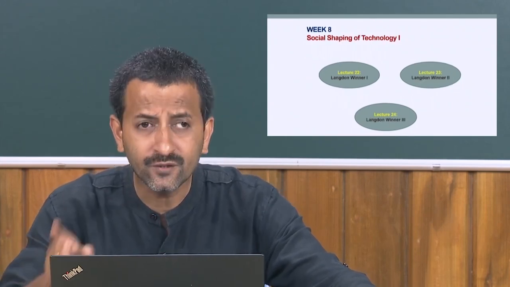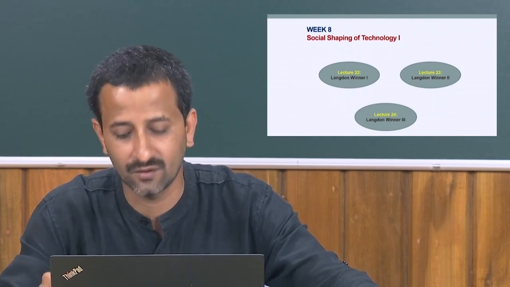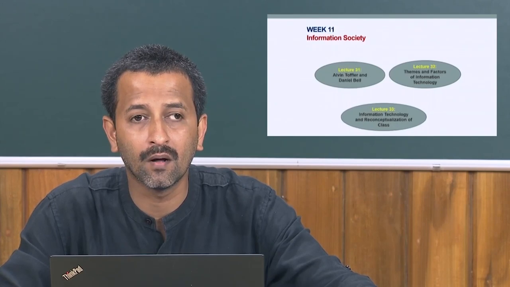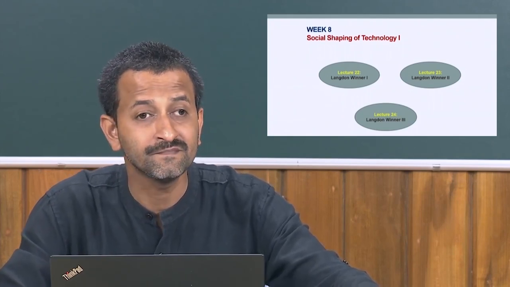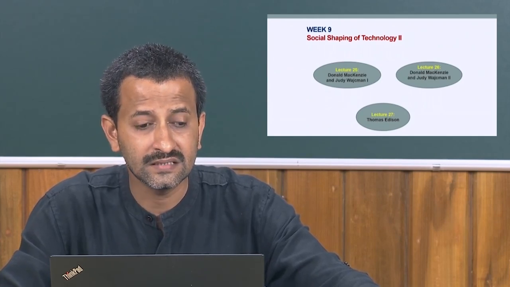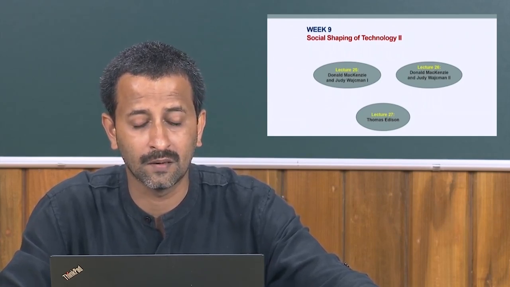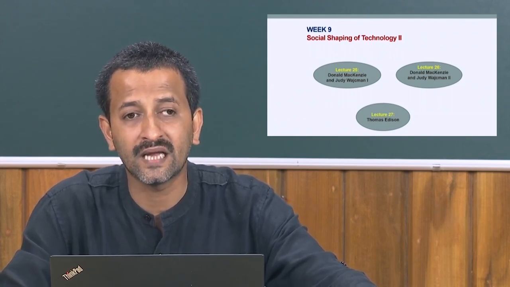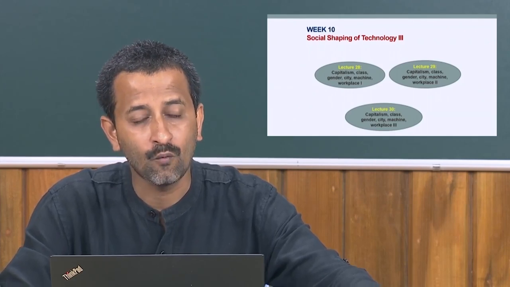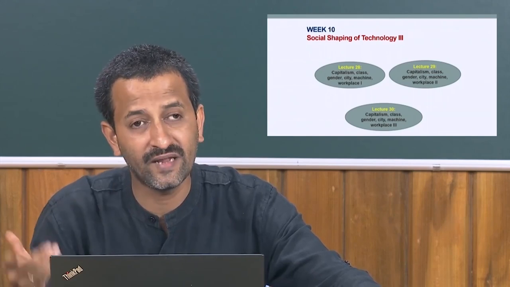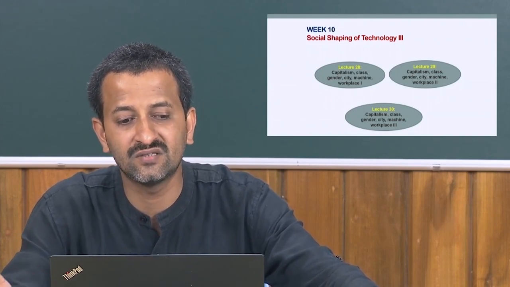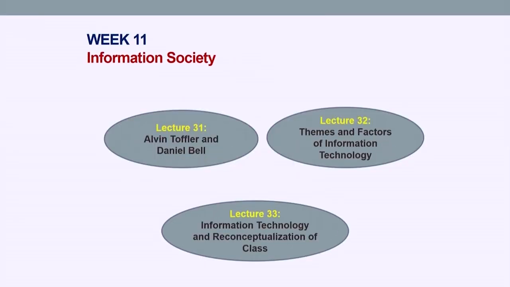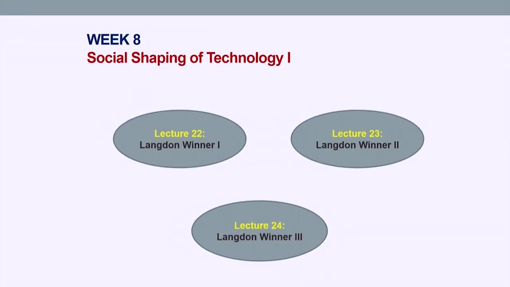Okay? In the eighth week, we have discussed the social shaping of technology, part 1. I mean social shaping of technology has been discussed over a period of 3 weeks, over a period of 9 lectures. We started with Langdon Winner, then we have discussed Donald MacKenzie and Judy Wajcman, and then Thomas Edison, and then we have discussed many authors' reflections, maybe Marx's reflections, maybe Braverman's reflections on capitalism, class, gender, city, machine, workplace, and so on. These 3 weeks, we have discussed technology and social shaping of technology.